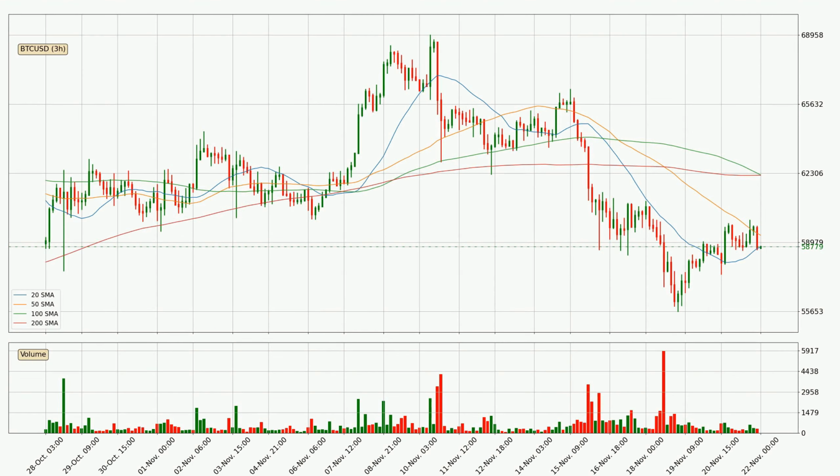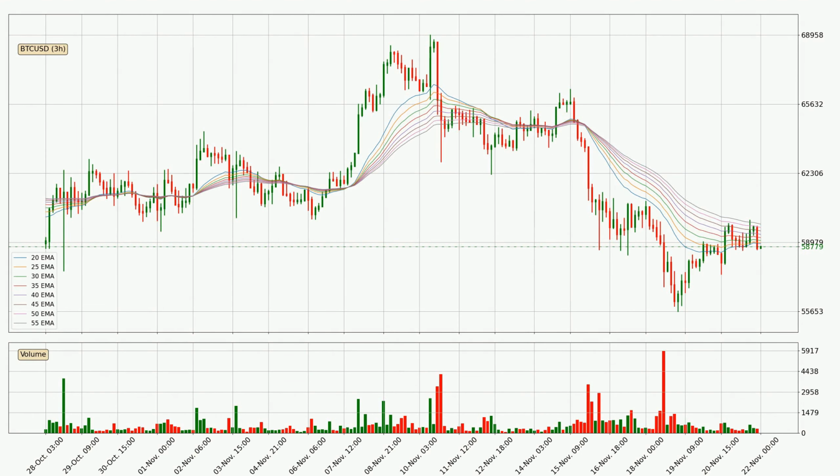Looking at the 3-hourly simple moving averages, the current price is below all simple moving averages for this time interval, which looks bearish, and it is to watch if the closest SMA, the 50 SMA, will play as resistance or the price will break it to the upside above the current price of around 59,316.